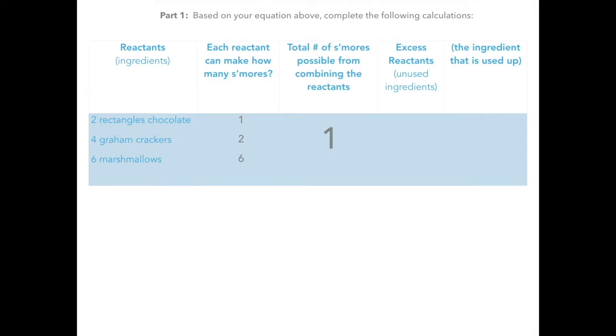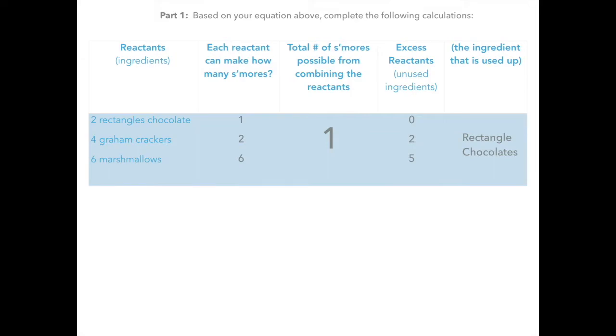So excess reactants, how much is unused? Well, for the rectangles of chocolate, there's nothing that's left over. For the graham crackers, I only used 2 to make that 1 s'more, so I'm going to have 2 graham crackers left over. And then because I only made 1 s'more, I'm going to have 5 marshmallows left over. And so the ingredient that's used up, your limiting reactant, that is going to be your rectangles of chocolate.